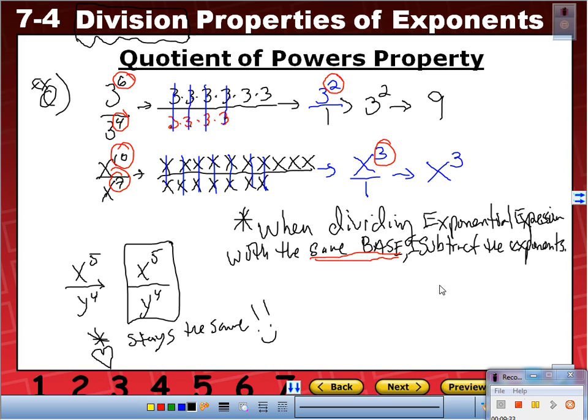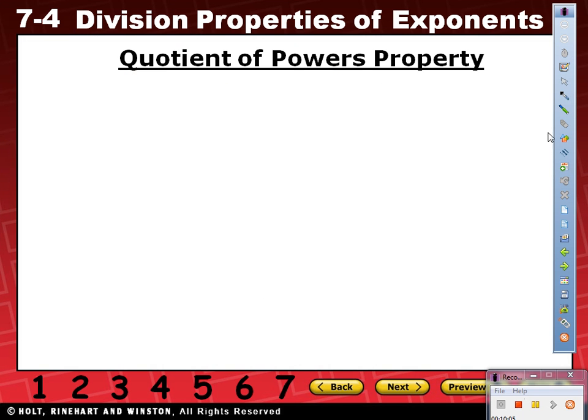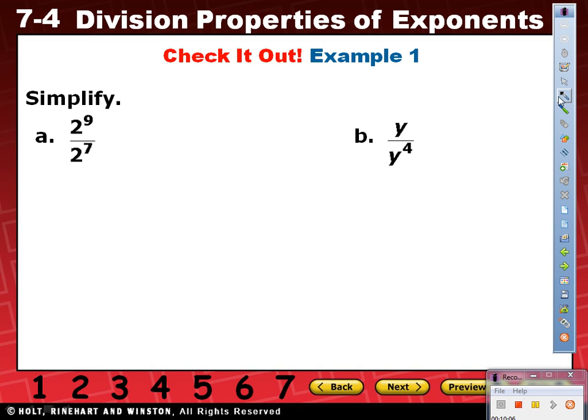Okay, let's do some practice problems. Example 1A and B. Here we go. Ready? Okay, here we go. Copy these down, please. 1A and B. It says simplify. 2 to the 9th power over 2 to the 7th power. B is y over y to the 4th power.